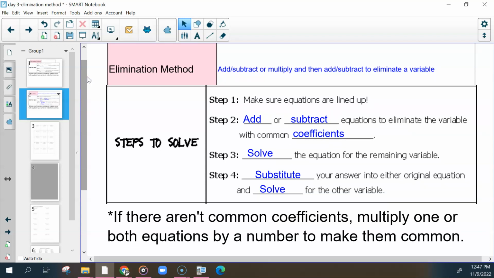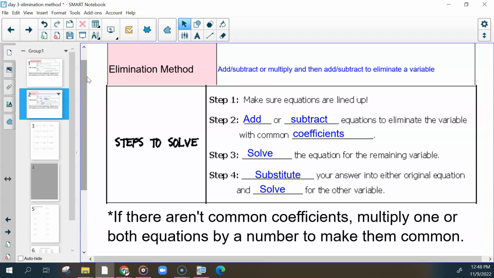For our elimination method, Eva, go ahead. We need to add or subtract or multiply and then add or subtract to eliminate a variable. Then, that's like the method in general, our steps are make sure our equations are lined up, add or subtract the equations together to eliminate the variable that has common coefficients, or the number before the variable.